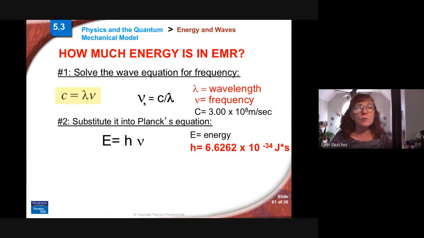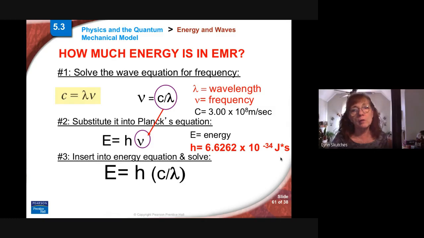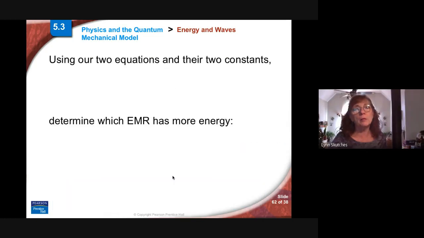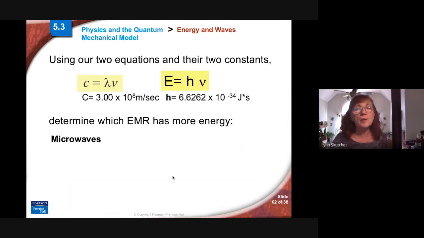Planck's equation is E for energy, H is his constant, 6.6262 times 10 to the minus 34. Since the frequency is the speed of light divided by the wavelength, you can just substitute that into Planck's equation. The next thing that you do is you put the 6.6262 in place of the H, 3.00 times 10 to the 8th, divided by whatever the wavelength is that you measured, and you will get the energy for that particular color of light.